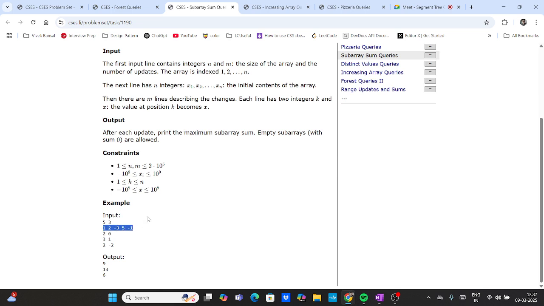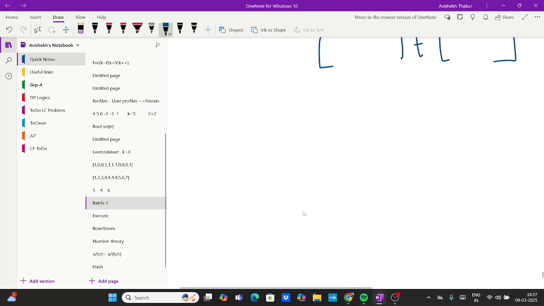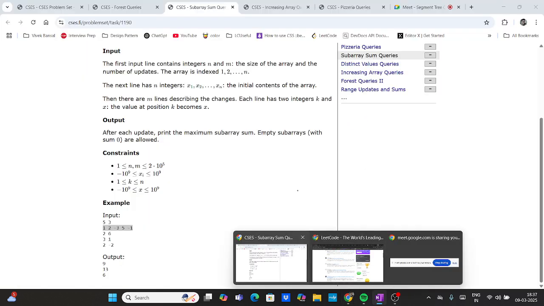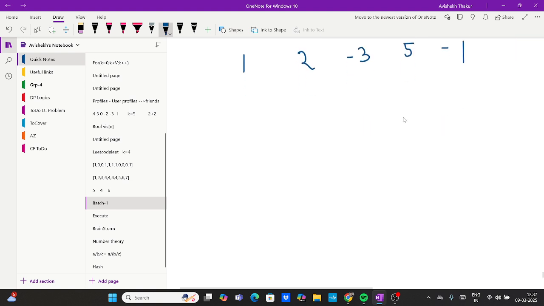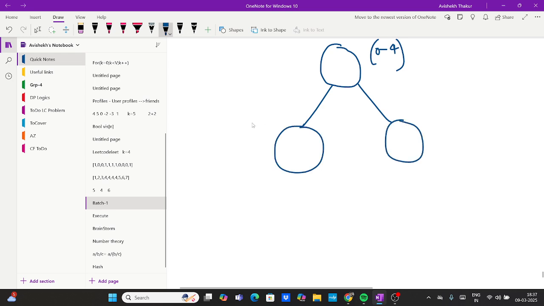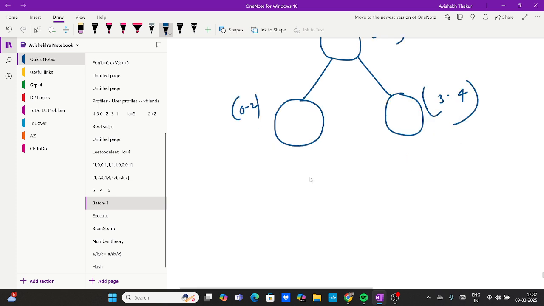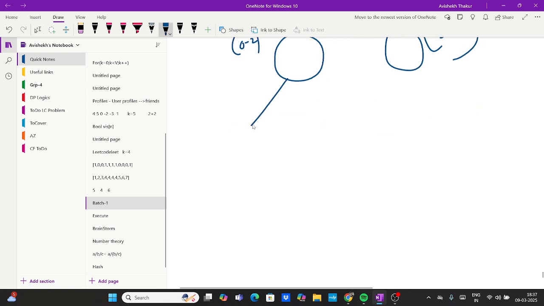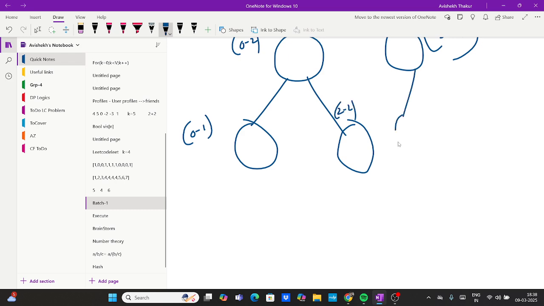1, 2, minus 3, 5, minus 1. Just remember that. So we know that it's 0 to 4, right? So there is a big node from 0 to 4. It will divide into 0 to 2 and 3 to 4, then 0 to 1 and 2 to 2.